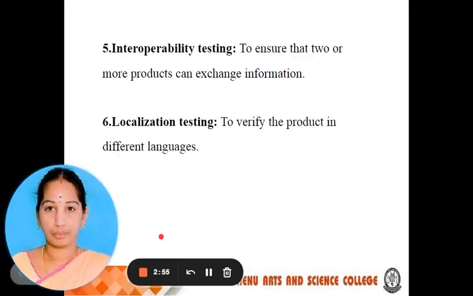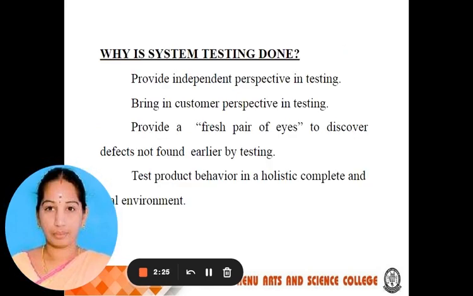Okay. And the next one is interoperability testing. It is to ensure that two or more products can exchange information. So it checks whether the software can interact and share information. So it is called interoperability testing. Next one is localization testing. It is to verify the product in different languages. That means in this testing, we can test for a particular region or culture. So that is what we call localization testing.